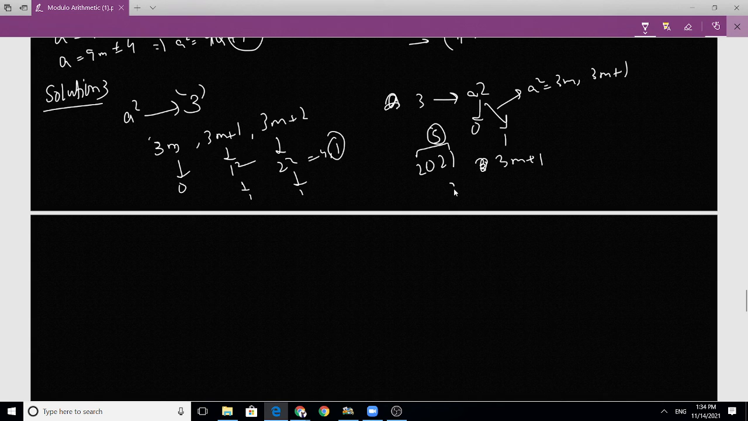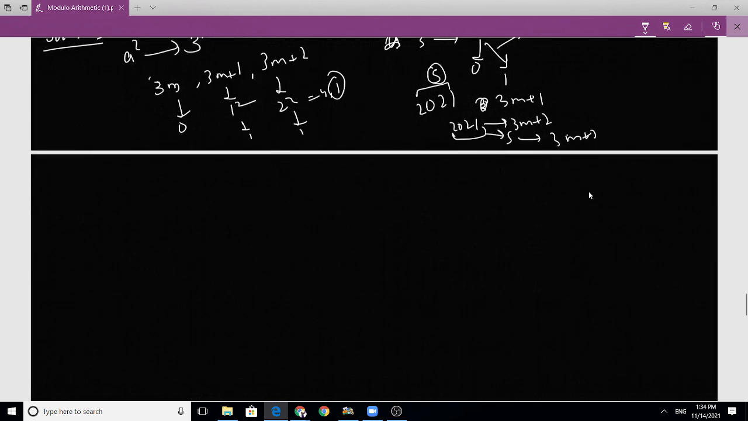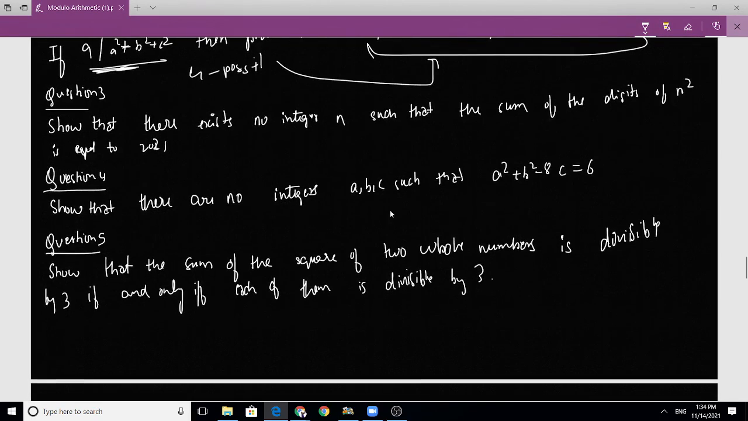But in this case, 2021 is in the form of 3m plus 2, because the sum of the digits is 5, and 5 can be written as 3m plus 2. So we have proved that there is no integer n such that the sum of the digits of n square is 2021. I hope you have understood the third question, and now let's go to the fourth question.